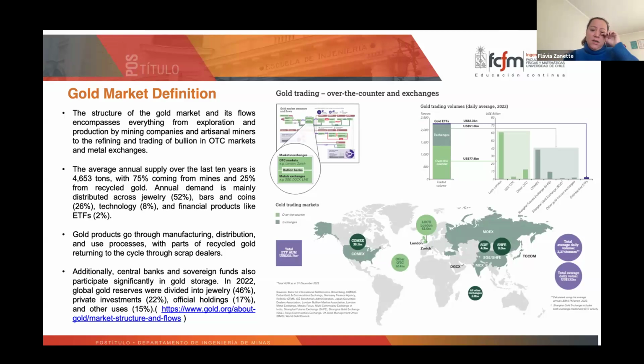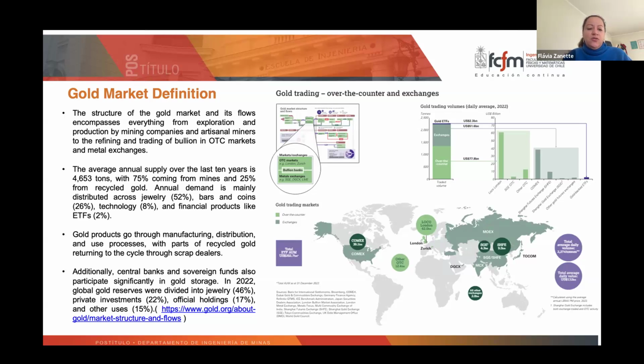The structure of the gold market, as we mentioned before, is divided into trading of bullion in OTC markets and metal exchanges. The average annual supply over the last 10 years was 4,653 tons, with 70% coming from mines and 25% from recycled gold. Annual demand is mainly distributed across jewelry, 52%, bars and coins, 26%, technology 8%, and financial products like ETFs 2%.